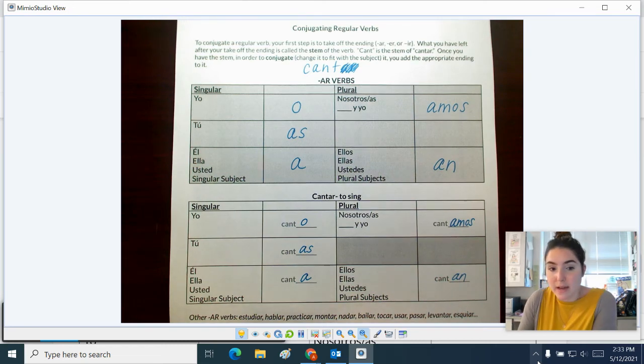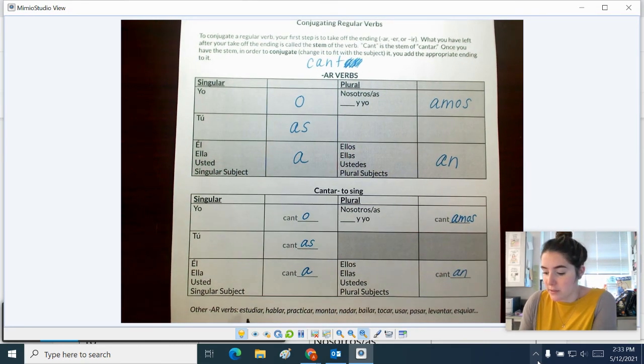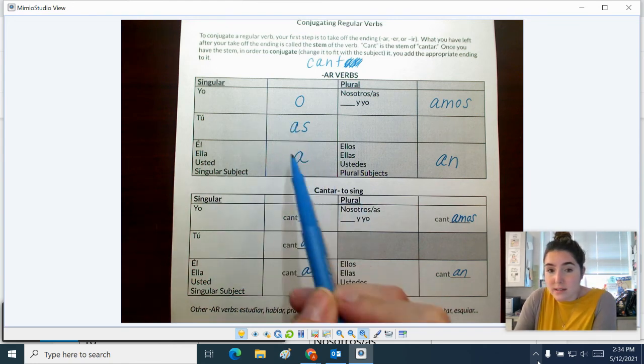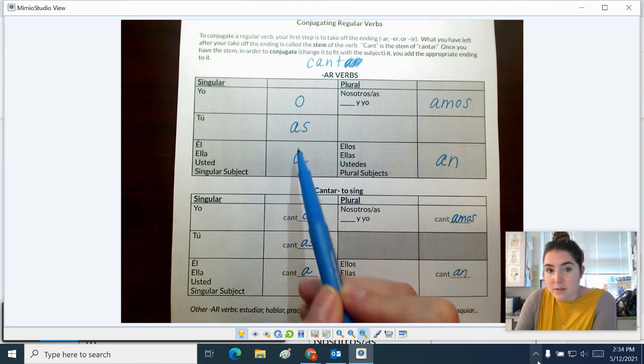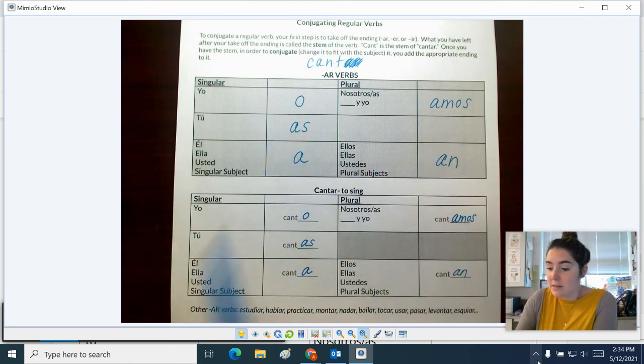So you can apply that to any other AR verb that we've learned. Estudiar, hablar, practicar, montar, nadar, bailar, tocar, usar, pasar, levantar, esquiar, any of them, or any other AR verb that you look up. If you want to say someone does it, these are how you say it, whoever you want to talk about. So if I do it, o. Estudio, hablo, practico, monto. If you want to say we do it, estudiamos, hablamos, practicamos, montamos, right?